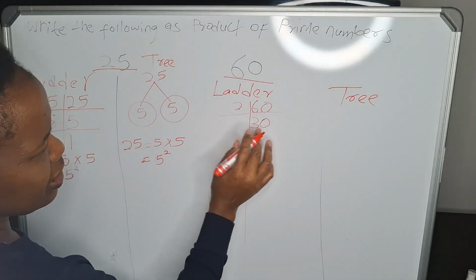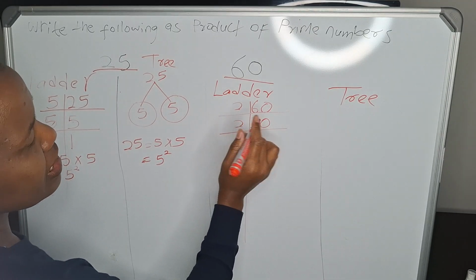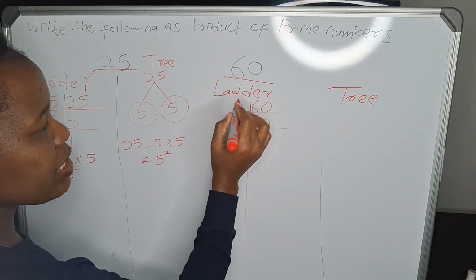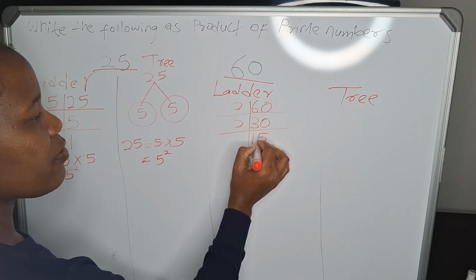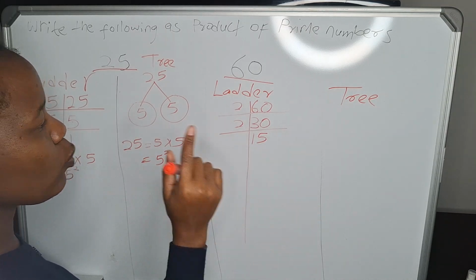Then I still check 2. Does 2 still go into 30 without leaving a remainder? Yes, so I put a 2. How many times does 2 go into 30? Meaning 30 divided by 2 is 15. Now, does 2 go into 15 without leaving a remainder? No. So I can't use a 2.